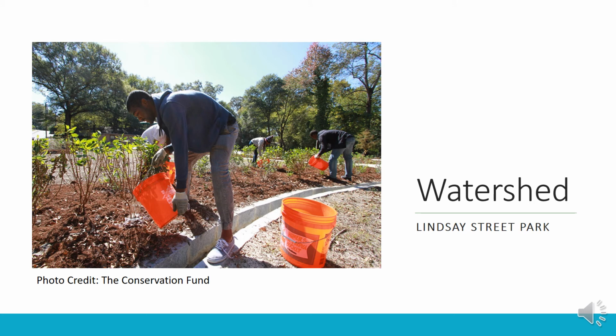One such example is the Lindsay Street Park in the Proctor Creek watershed of Atlanta. Here, the community came together and partnered with several NGOs to build a public park complete with a rain garden. The Proctor Creek watershed suffers from severe flooding during storms, and the hope is that green infrastructure projects like these will help slow the flow of stormwater and reduce the impacts of flooding in the watershed.